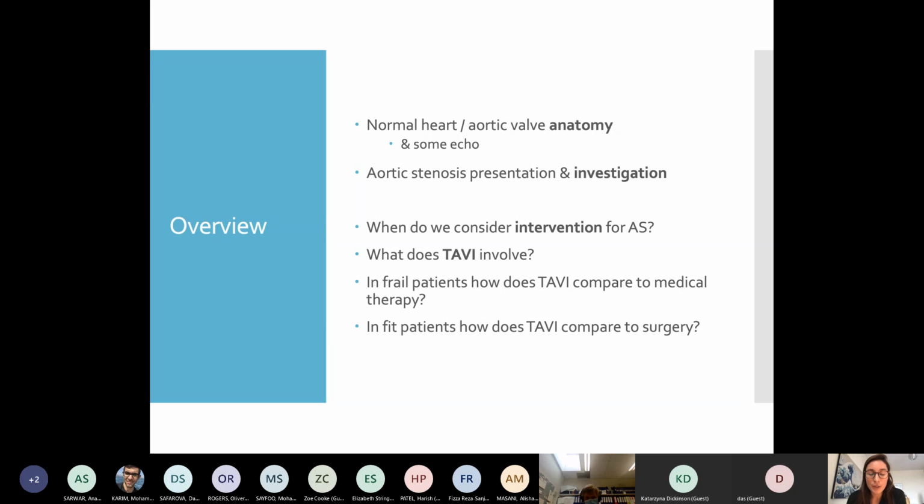We'll also talk about frail patients and when you should think about TAVI versus medical therapy, and then fitter patients and how recent research has influenced how we manage these fit people who would conventionally have had surgery, but nowadays we might consider TAVI.